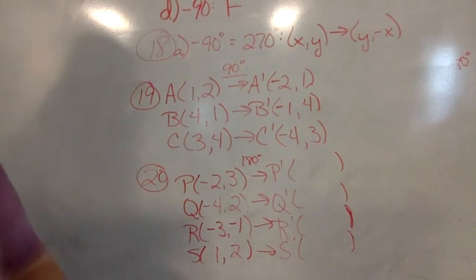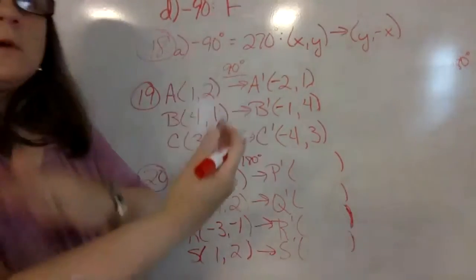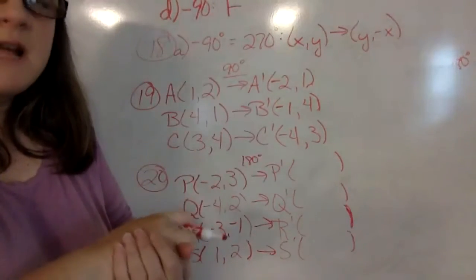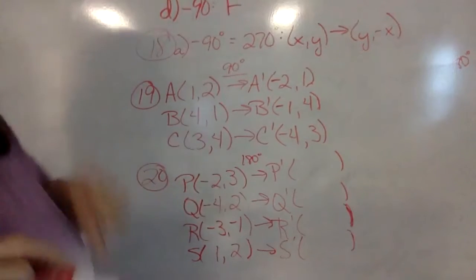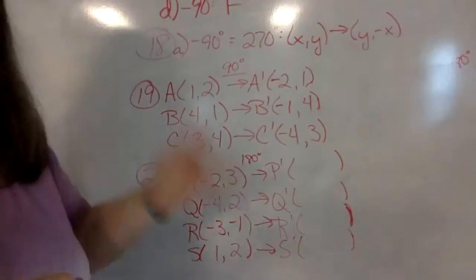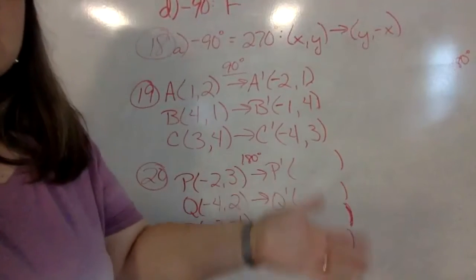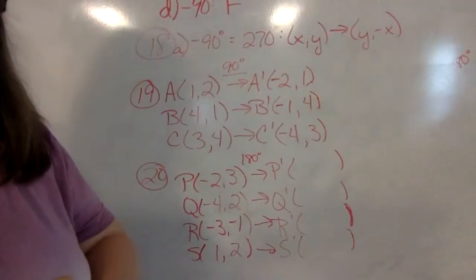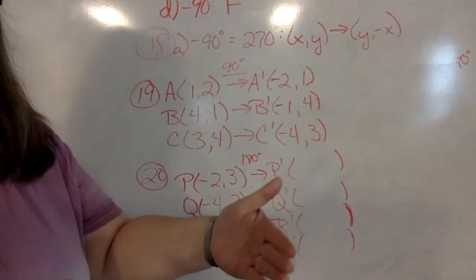Now, when we're rotating 180 degrees, remember, we didn't switch the order of the coordinates. We just changed the signs on them. Because it said for x, y, you end up with -x, -y. So if it is a negative, it's going to become positive. If it's a positive originally, it's going to become a negative.